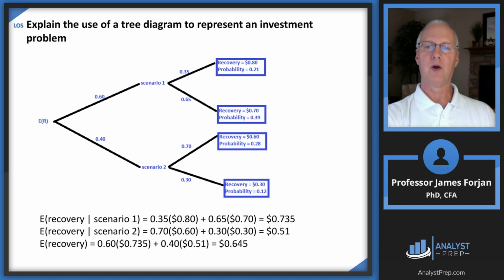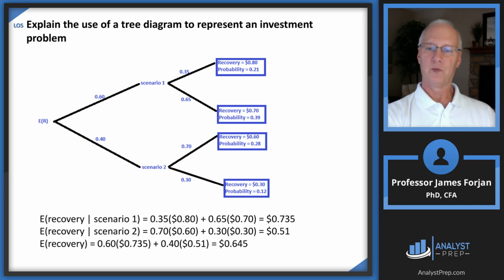Then, if scenario 1 occurs, then we have a 35% chance of getting 80 cents and a 65% chance of getting 70 cents. So think about this. Scenario 1 is better, right? Scenario 1 has a better outcome. We might get 80, we might get 70. Scenario 2 is the lesser of the outcomes. And if scenario 2 occurs, we have a 70% chance and a 30% chance of getting either 60 cents or 30 cents. So clearly, we would prefer scenario 1 to scenario 2.